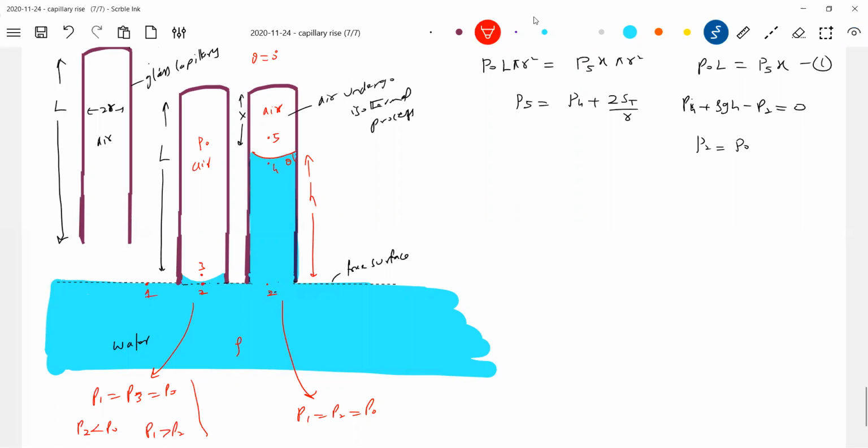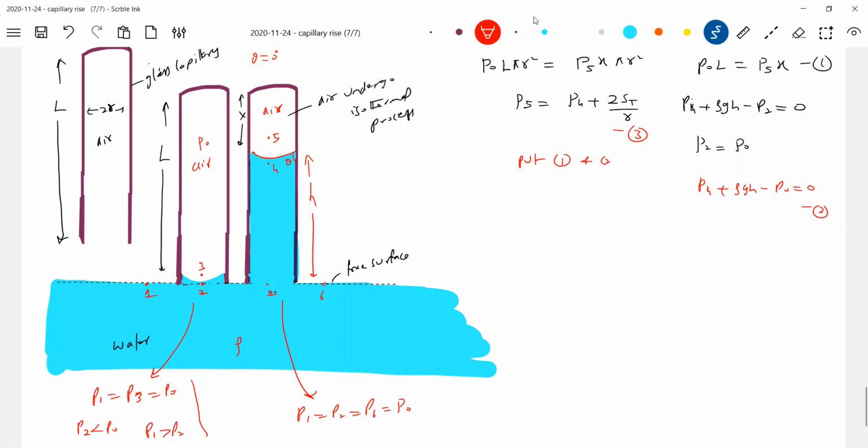If you want, write it here as 6. So what is the condition here now? P2 plus P6 should be equal to P naught. Okay, let's write the equation. P4 plus rho GH minus P naught equals 0. P4 equals how much? P naught minus rho GH. Let me substitute all these things. What is X? X we can write as L minus H. One by one, let me write here. So P5 we can write as P naught L by X, equation 2.